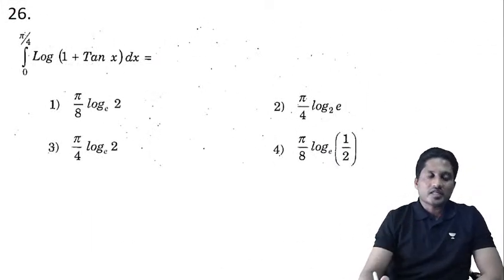Alright, now it's a standard result, guys. 0 to pi by 4 log of 1 plus tan x dx is pi by 8 log 2. It's a standard NCERT result.